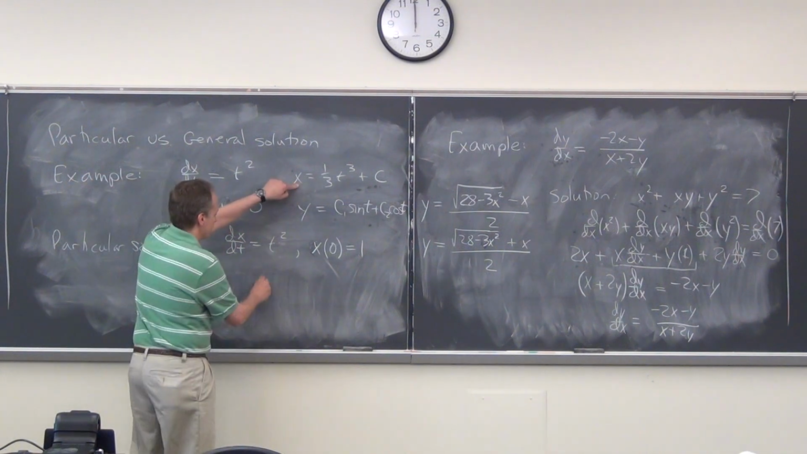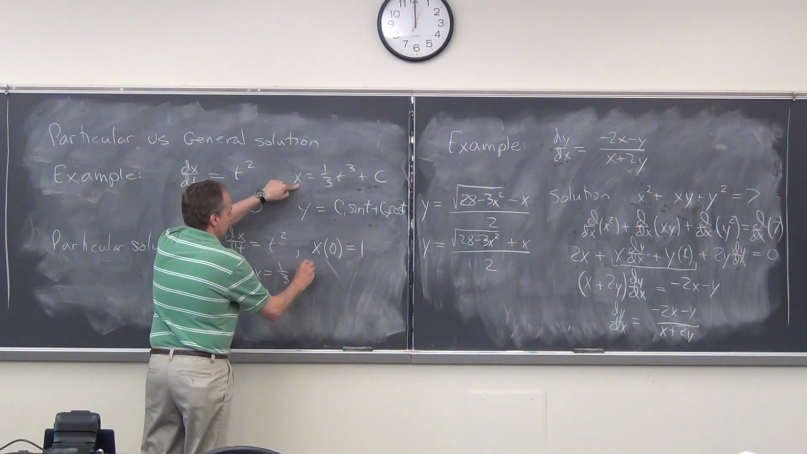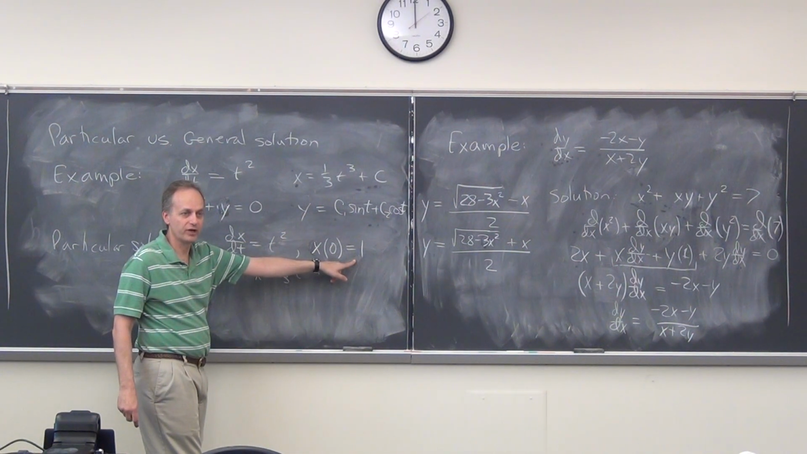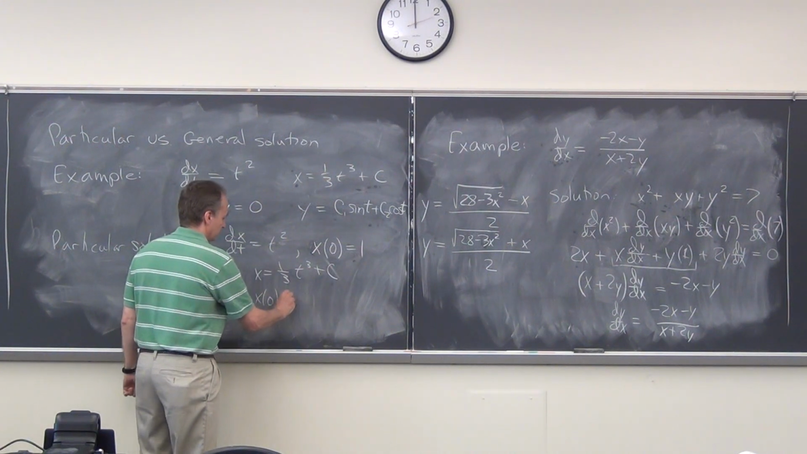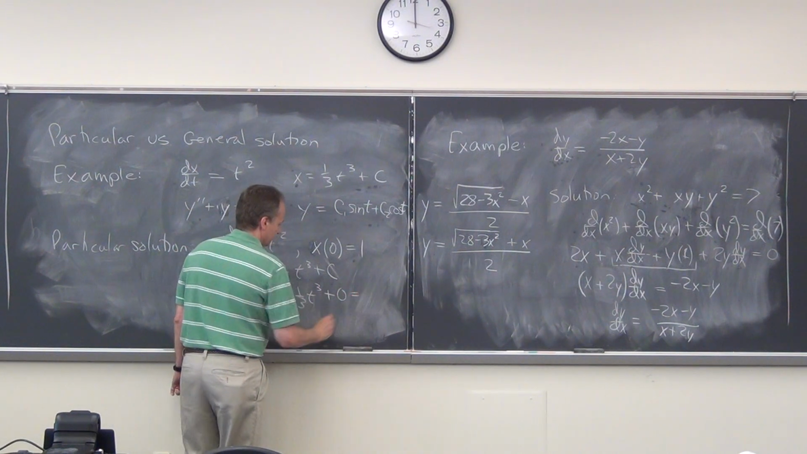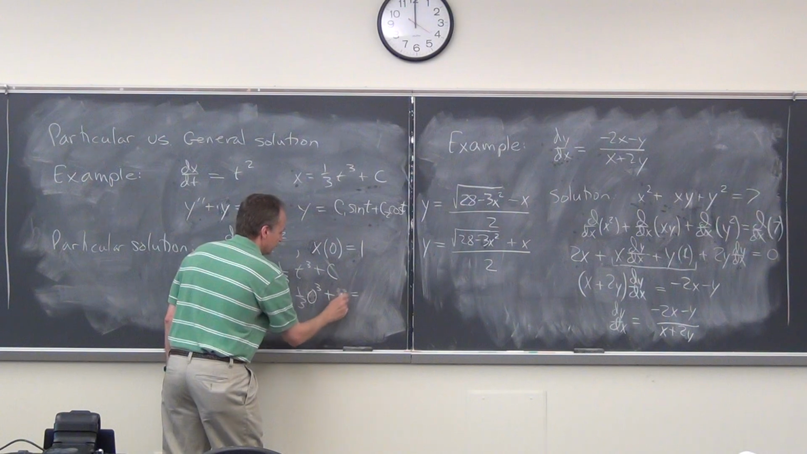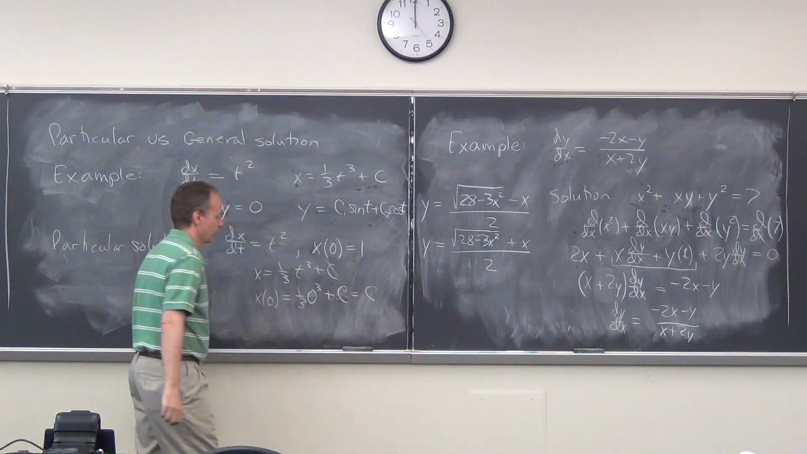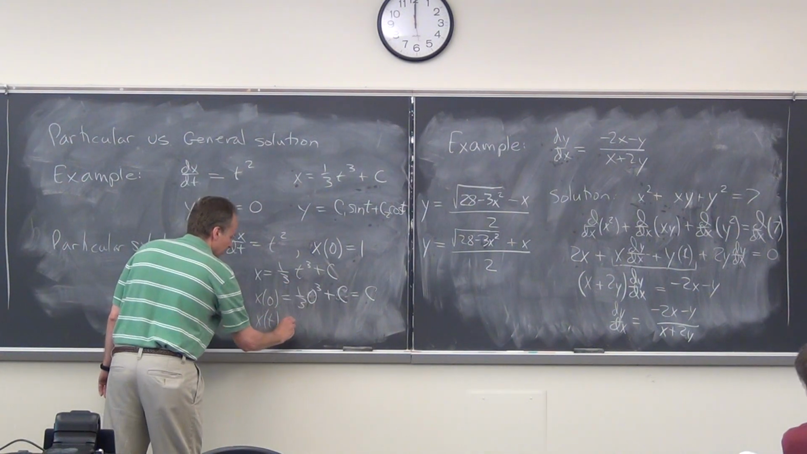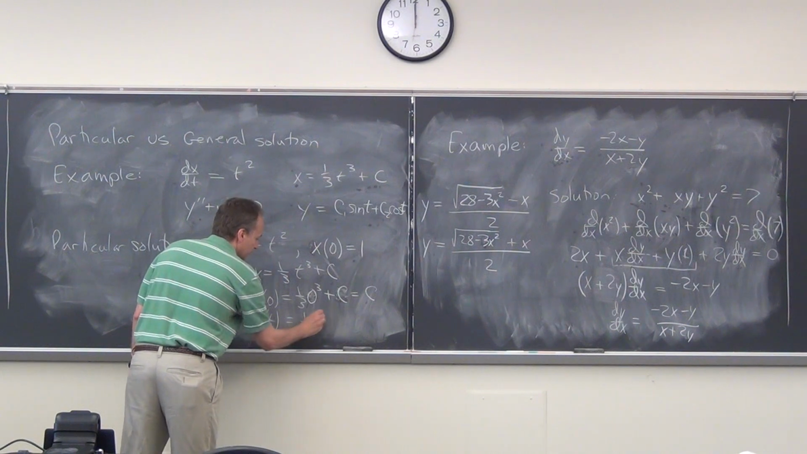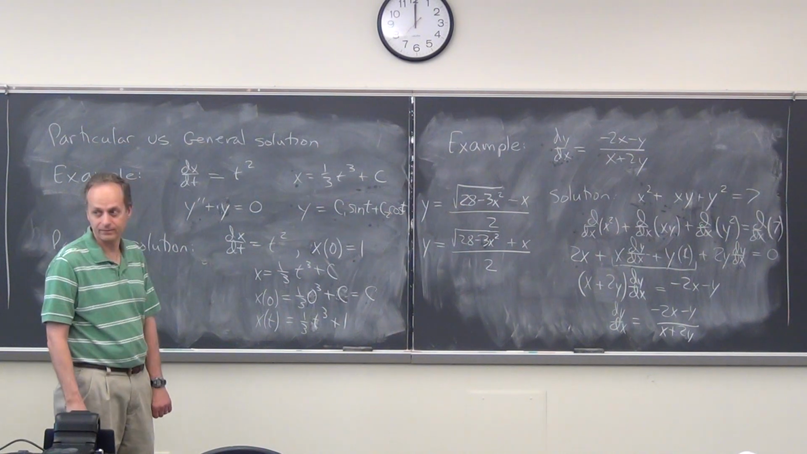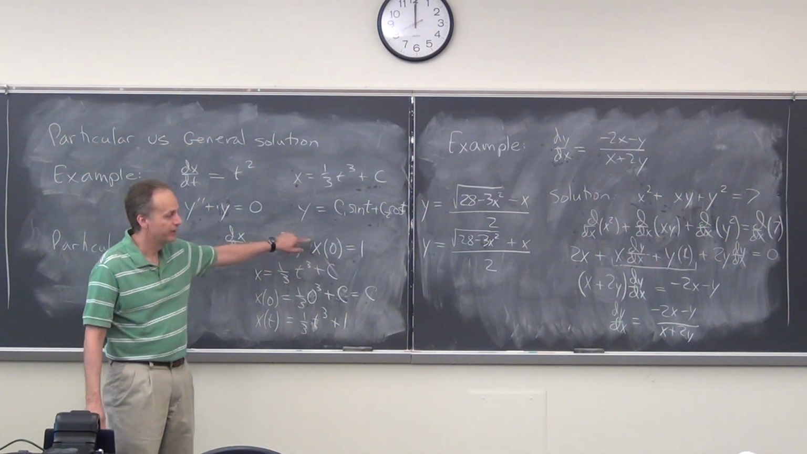well, this would still be my starting point. But now I want to choose a particular c so that when I plug 0 in for t, I get 1 for x. Well, when you plug 0 in for t here, you just get c. So in order for x of 0 to be 1, c has to be 1. So the particular solution looks like that. So it's a function that satisfies both the differential equation and this condition.